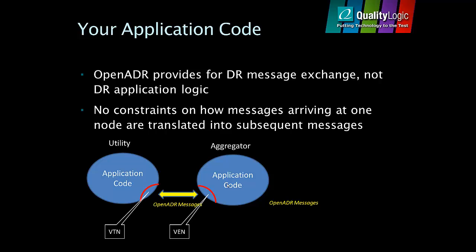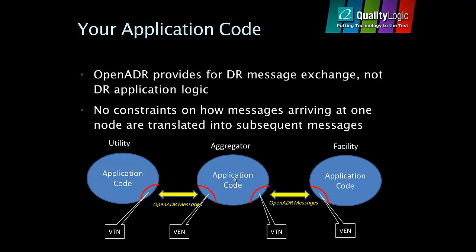At the aggregator, the message is unpacked and the details of the demand response event are pushed up into the aggregator's application, which will decide how to propagate the information downstream. The process repeats itself as the message is sent from the aggregator to the facility. The job of OpenADR is to deliver the message, not to decide what to do with it.